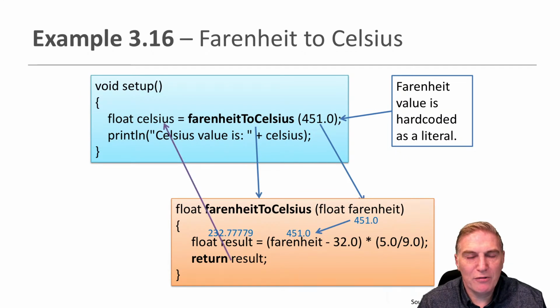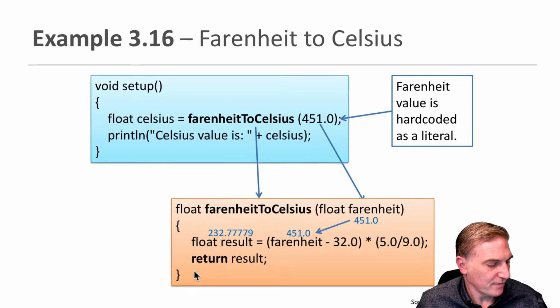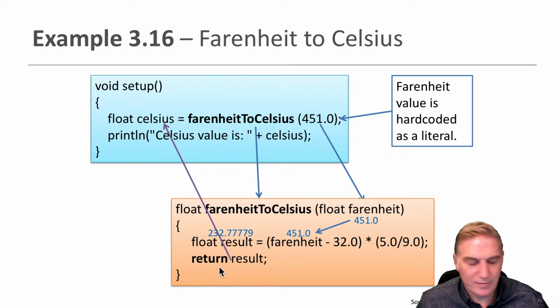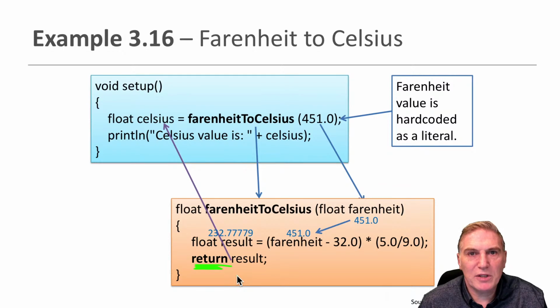So that answer is now stored in the variable result. And we return result. So this is a new keyword. Return is a new keyword, and anytime we want to return a value from a method, we have to use the return keyword. So we're returning the result, and we know that result has 232.7779 stored in it. So that answer, that number, now gets stored in the variable Celsius.